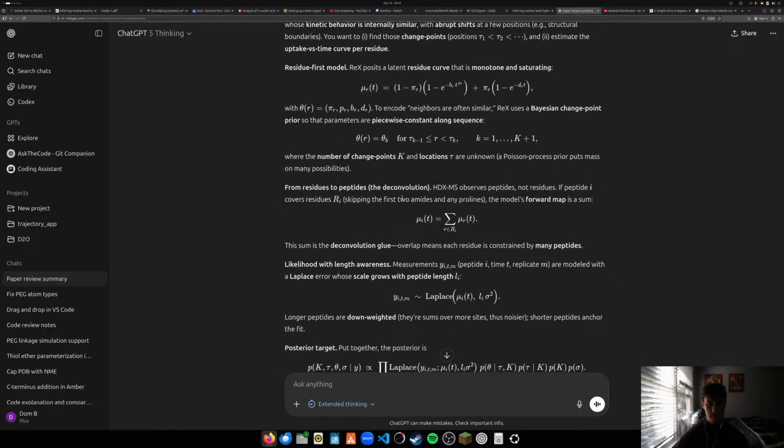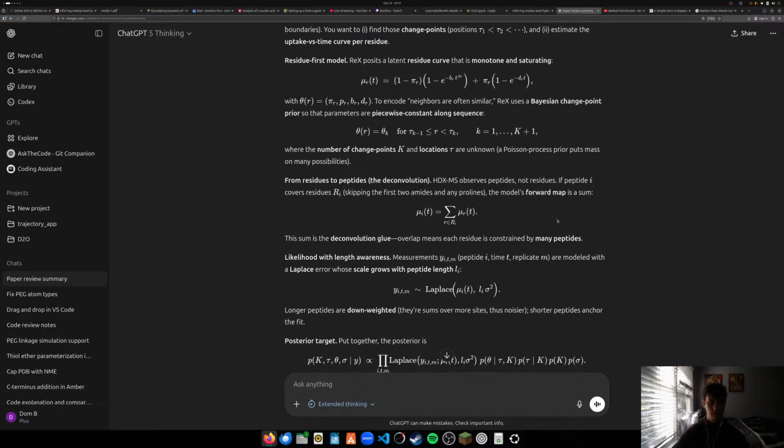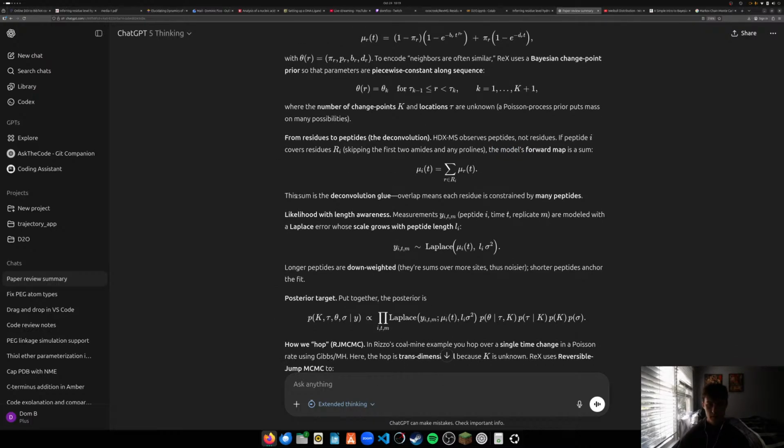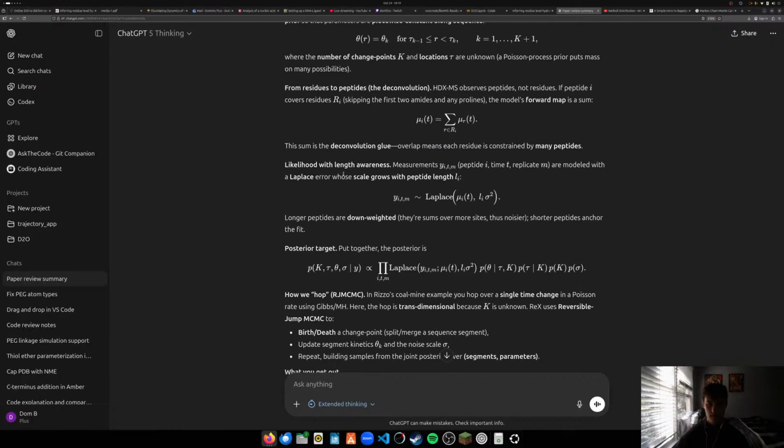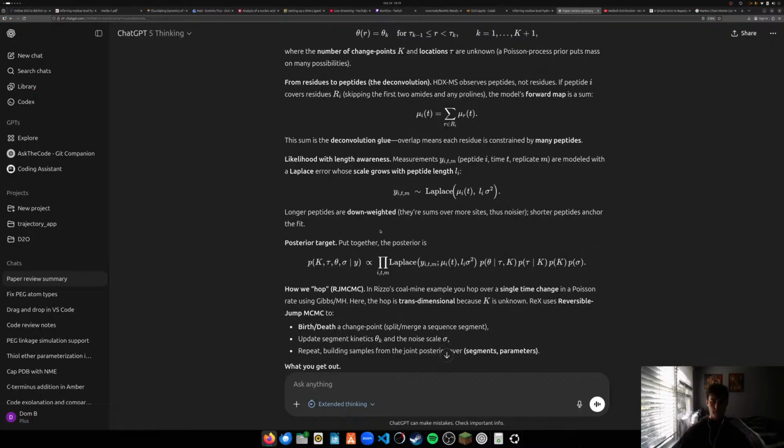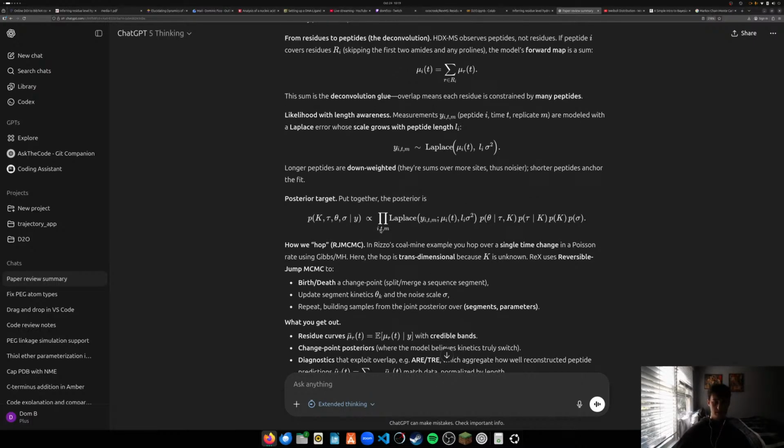From residues to peptides: peptide i covers residue r, skipping the first two amides and prolines. The forward map is the sum. The sum is a deconvolutional glue. Overlap means it's constrained by the likelihood with length awareness. Longer peptides are down-weighted; they sum over more sites, thus are noisier. Shorter peptides anchor the fit. Then the posterior target is put together.